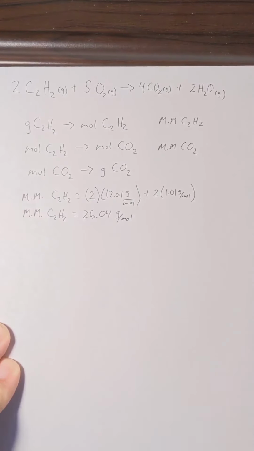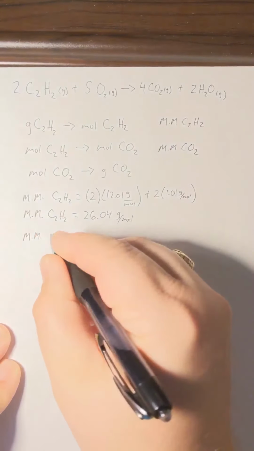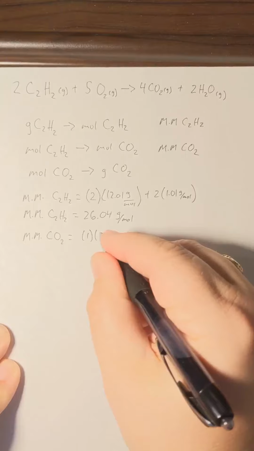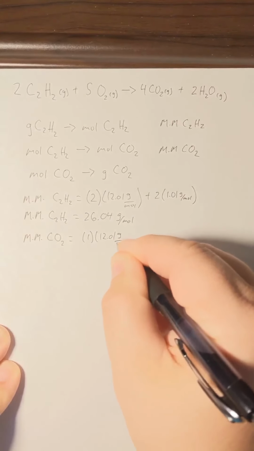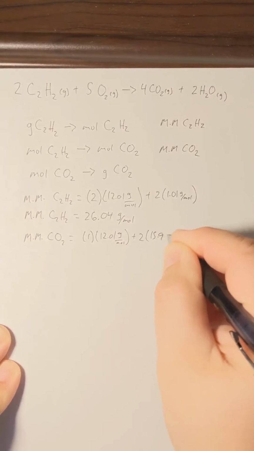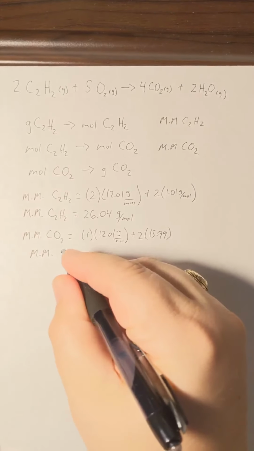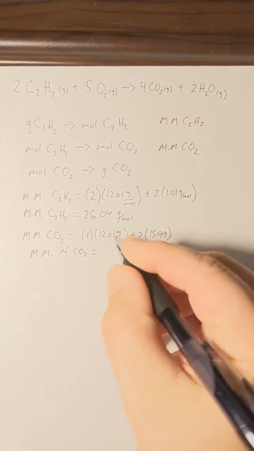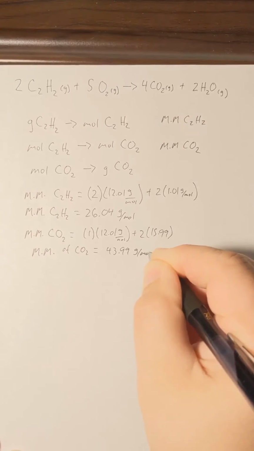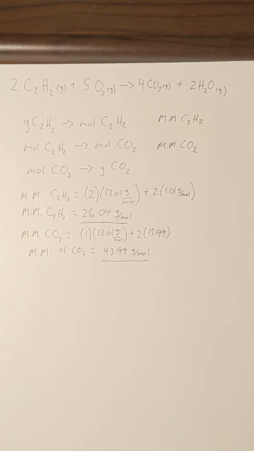grams per mole. Now, we need to figure out our molar mass for CO2. And so it'll be our 1 carbon atom times the mass of the carbon atom plus our 2 oxygen atoms times the mass of oxygen. So our molar mass of CO2 is going to be 43.99 grams per mole. So these are 2 guys that we'll need as we work through our problem.